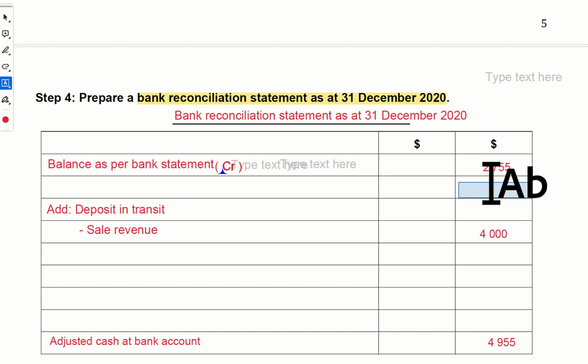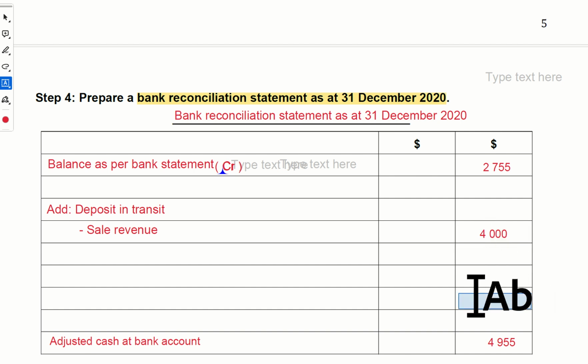So let's do the math. 2007 plus $4,000. At this point, you don't need to type this, I'm just illustrating and showing you only. It is 6,755, right? Oh, it's still different. Why is it still different?